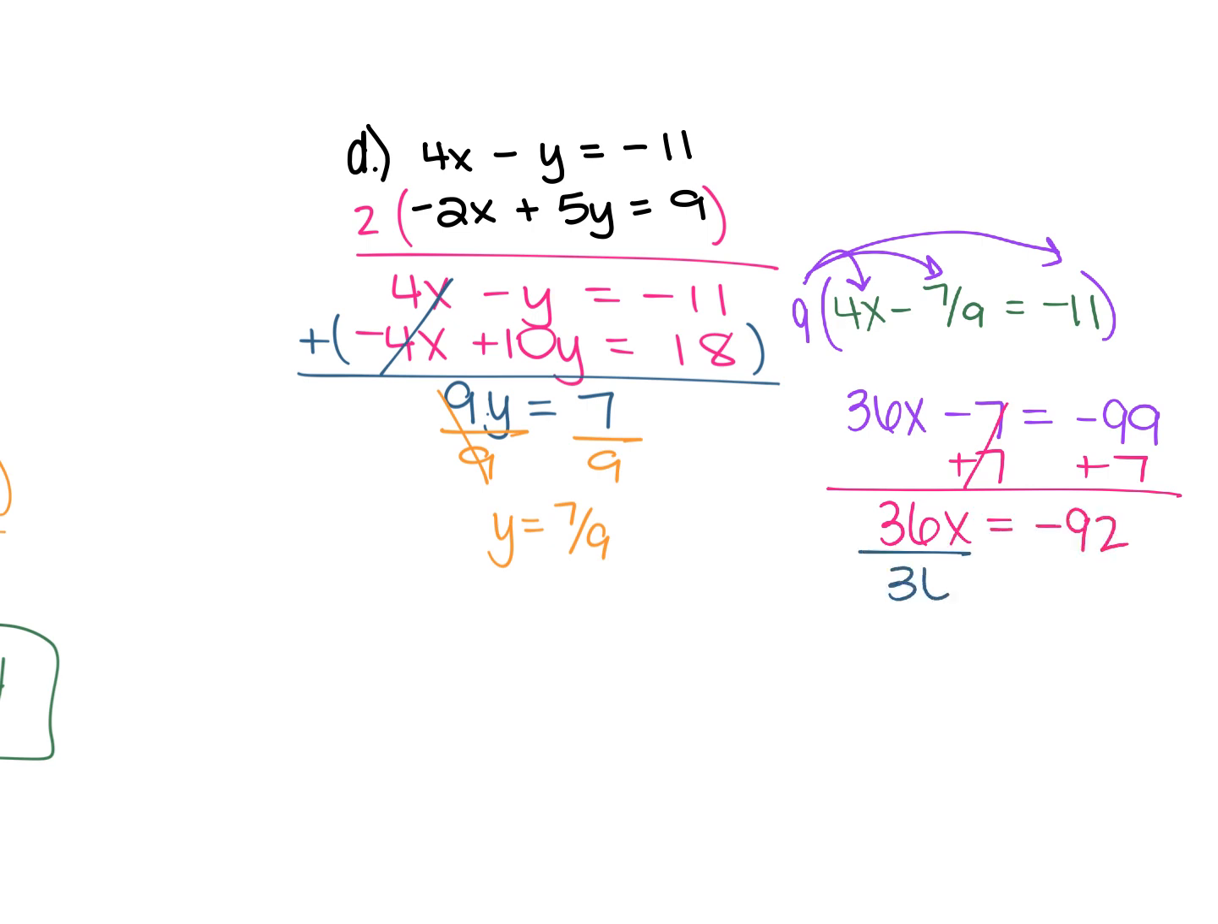Divide each side by the 36. You have x is equal to negative 92 over 36. They're both divisible by 4, so that's going to give you negative 23 over 9. You have your x, you have your y, so give your ordered pair as negative 23 over 9, comma, 7 over 9.